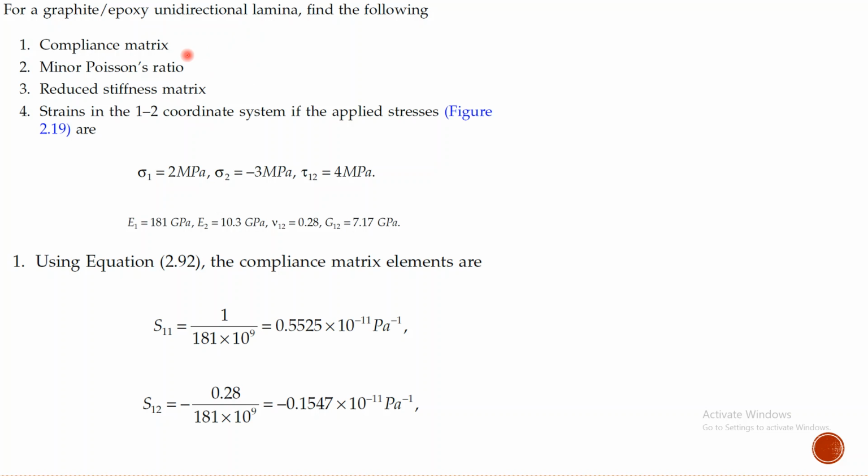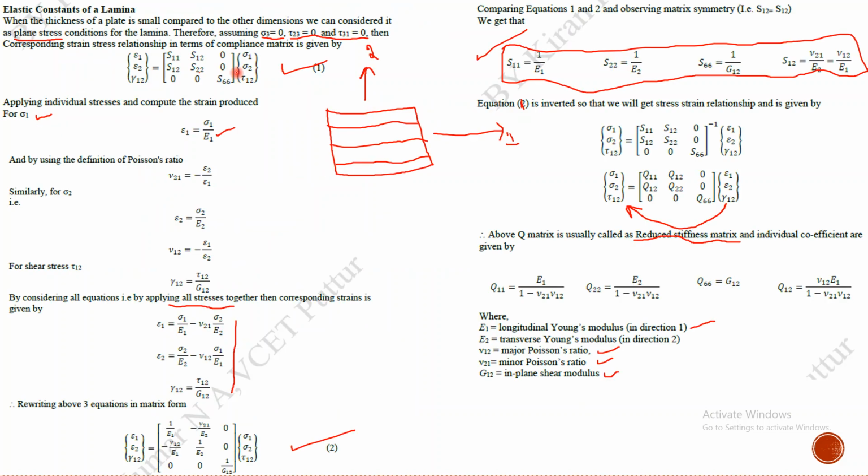Okay, so these are all the terms which are given in the problem. Let us look into this. What is the compliance matrix? The compliance matrix is nothing but the S matrix. So you have to remember this. What should I calculate? I should calculate all these terms. How will you do that? By remembering the previous values. Next, the minor Poisson's ratio.